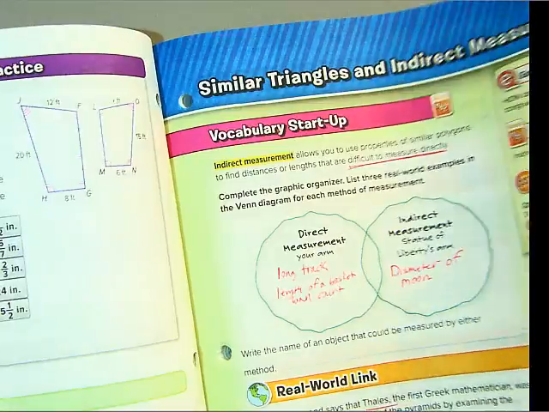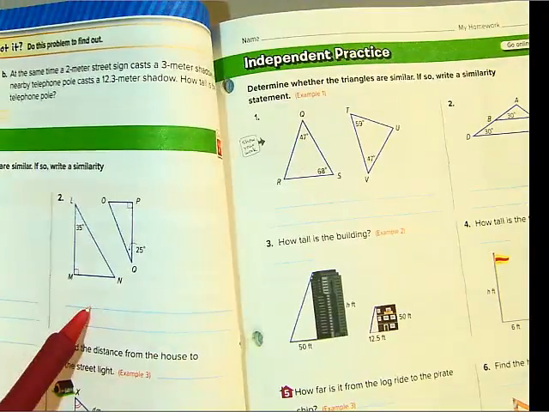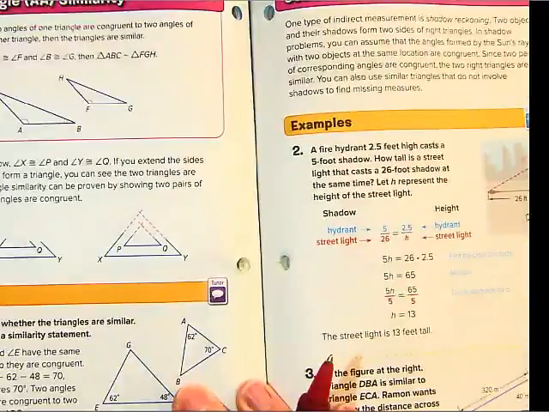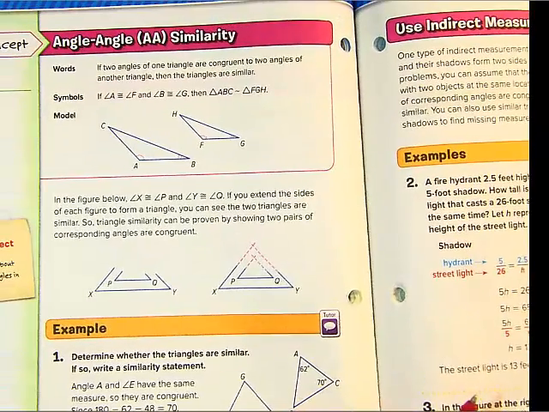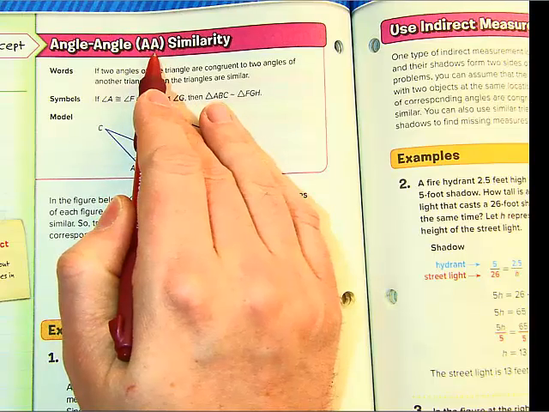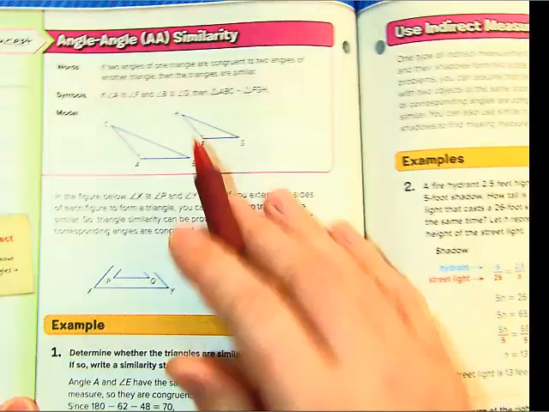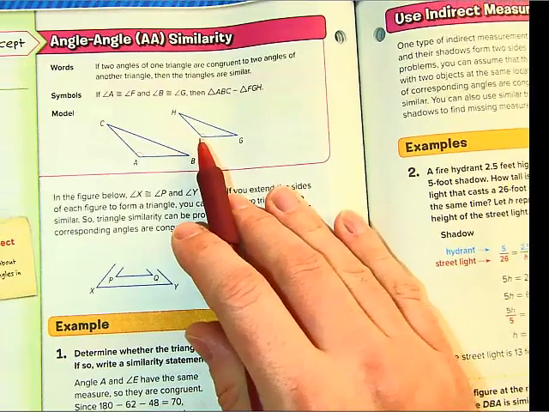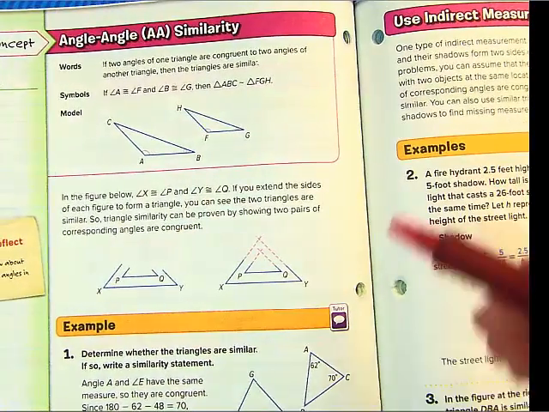So let's go ahead and turn the page and look into this indirect measurement a little bit more. Here we have angle, angle. If two angles are the same, that means there's similarity, okay? One proof of similarity is having a triangle that has two equal angles.